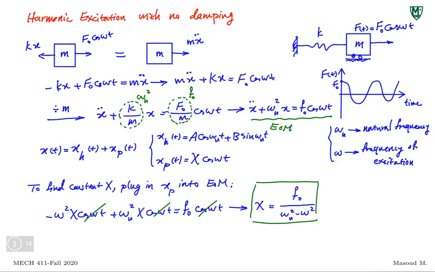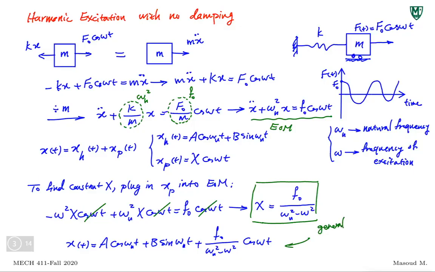Now if I plug everything together, x(t) becomes a cosine omega n t plus b sine omega n t plus f naught over omega n squared minus omega squared cosine omega t. Now this is the general form of the solution.